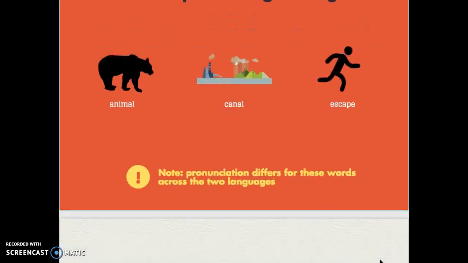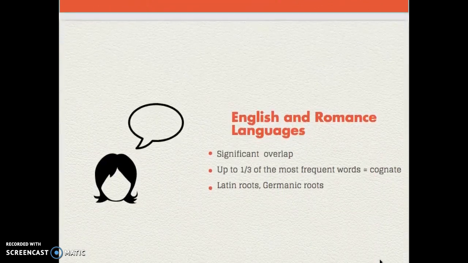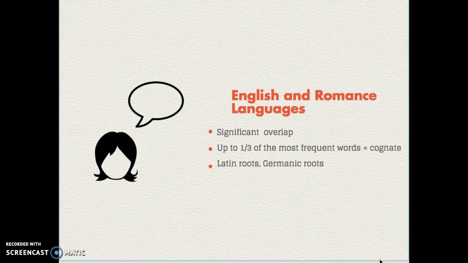In fact, English and Spanish share many cognate words. About a third of the most frequently used words are said to be cognate due to their Latin roots via the influence French has had on English, and even some Greek and Germanic roots as well. So this provides a lot of help for Spanish speakers learning English or English speakers learning Spanish.